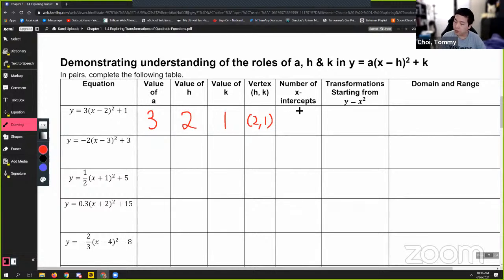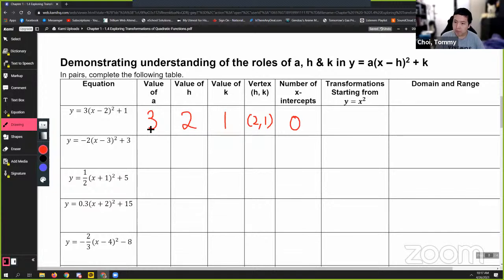And the next question to you is, how many x-intercepts do we have? 0 is correct. Think about where the vertex is. The a value tells you whether it's opening up or down. Since it's positive, it opens up from 2, 1, which means it will never hit 0. It will never hit the x-axis. So as a result, no x-intercepts.